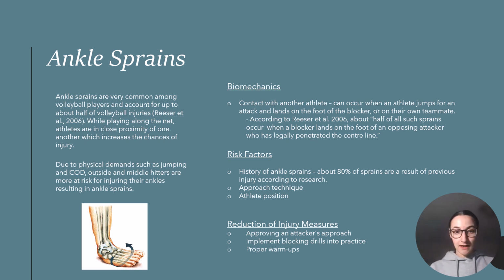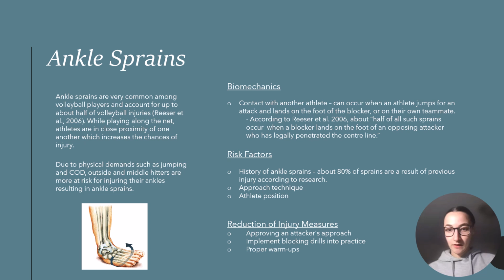Due to physical demands, such as jumping and change of direction, outside and middle hitters are going to be the most at risk here. Some of the biomechanics that can play a big role in an ankle sprain occurring, like I said, is close contact with another athlete, which can occur when an athlete jumps to attack a ball and they land on the foot of either the blocker or their teammate. I have seen it happen, unfortunately, many times.